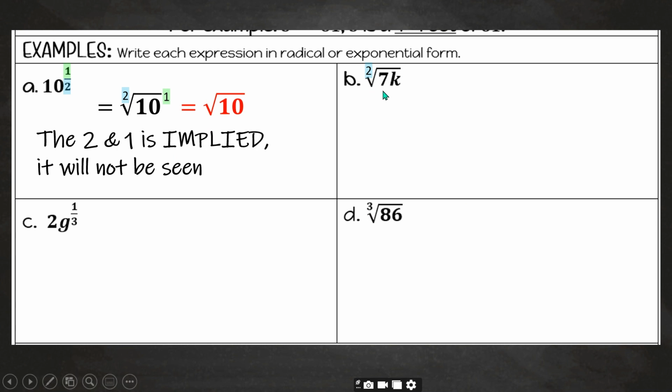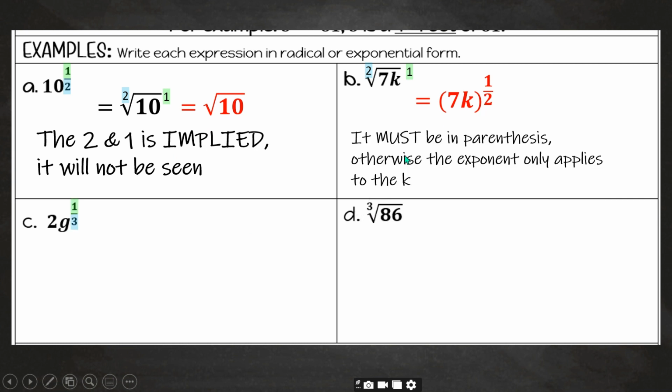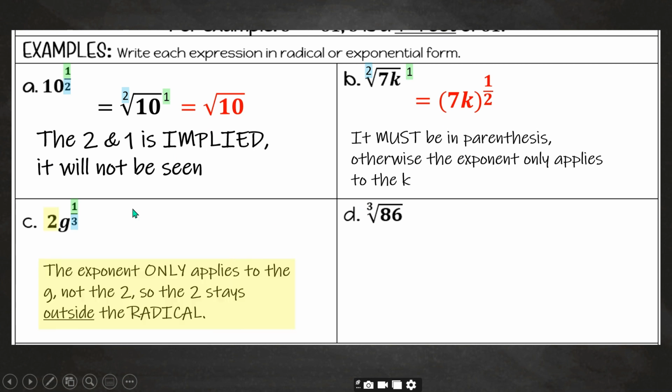Here we have the square root, or radical, of 7k. If there is no exponent listed, it's an implied 1. So we would have 7k inside the parentheses to the 1/2 power. And yes, it must be in parentheses, otherwise the exponent only applies to the k and not the 7. In example C, we have 2g to the 1/3 power. Here is what I was talking about previously: this exponent of 1/3 is only being applied to the variable g.